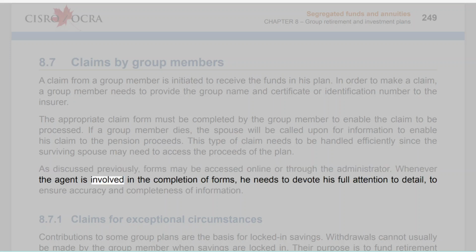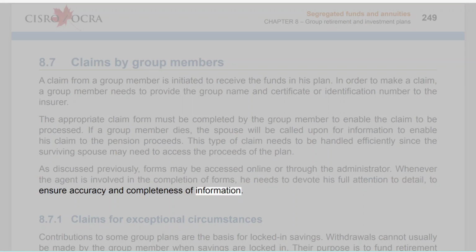Whenever the agent is involved in the completion of forms, he needs to devote his full attention to detail to ensure accuracy and completeness of information.